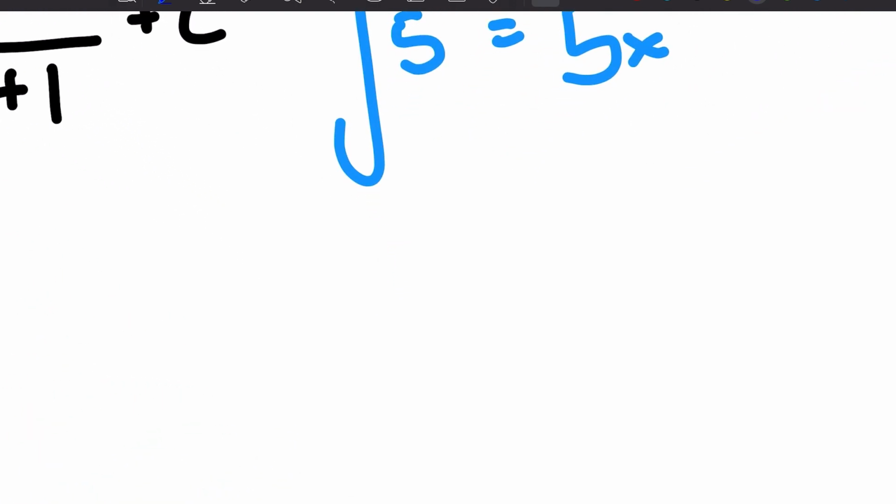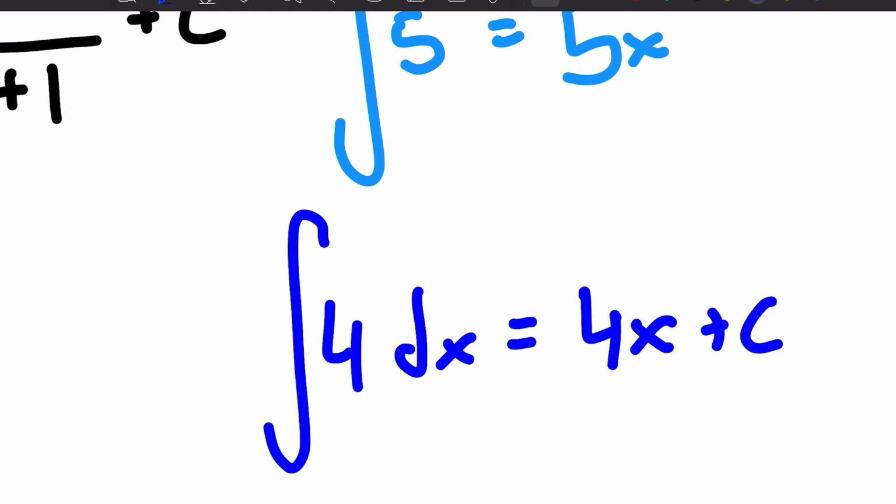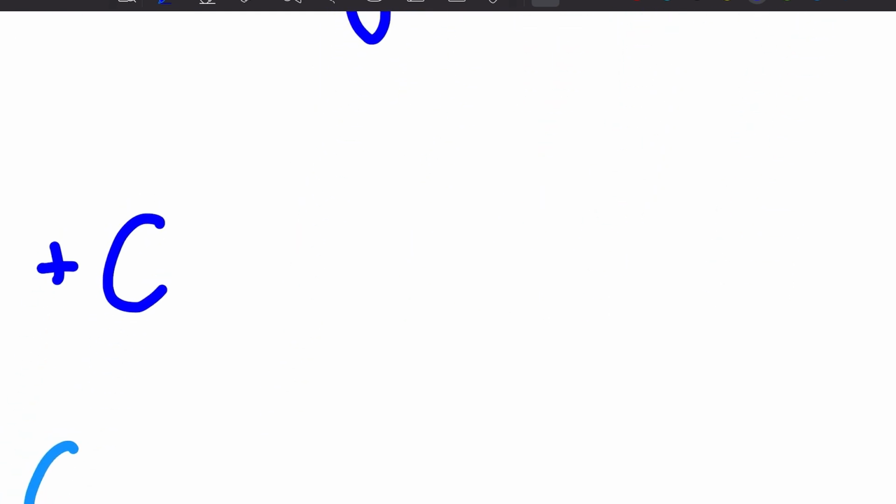Also, I'll give you an example real quick. Find the integral of 4 with respect to x. It's going to be equal to what? Think about it. 4x plus c. Perfect. And we can move on.